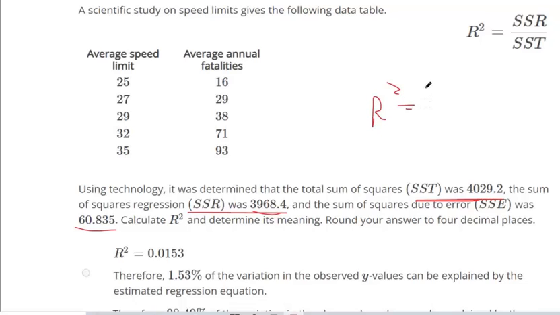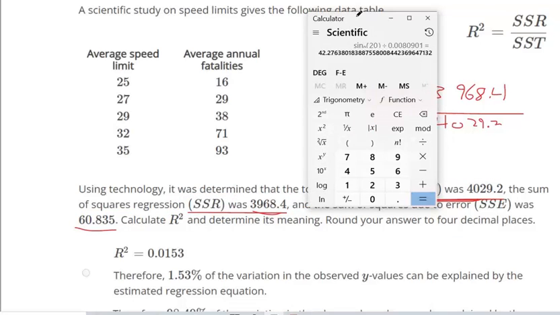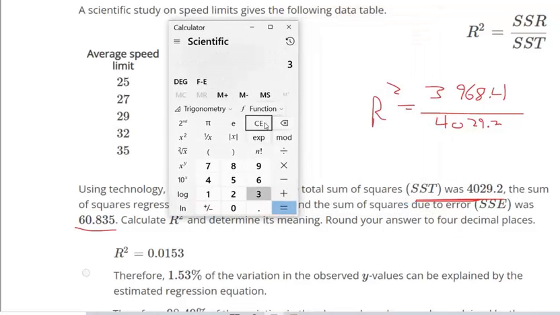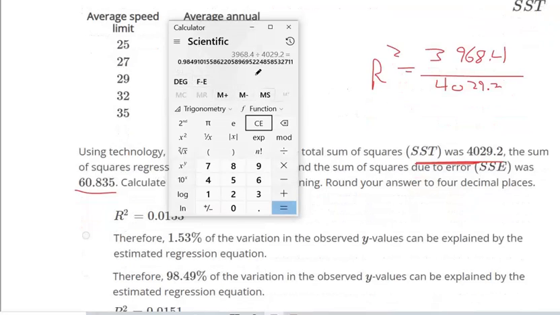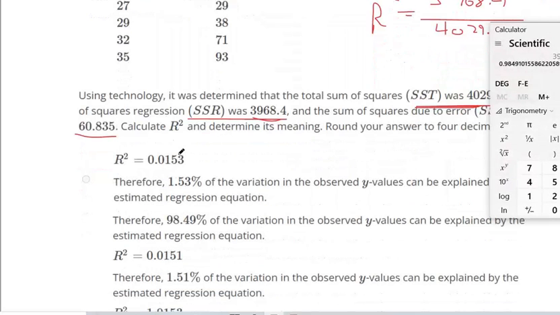So SSR was 3968.4, and then SST was 4029.2. You can always check yourself too if you're calculating this on your own, because SSR plus SSE should equal SST, but that isn't required for this question. So if we calculate that, that's 0.9849.